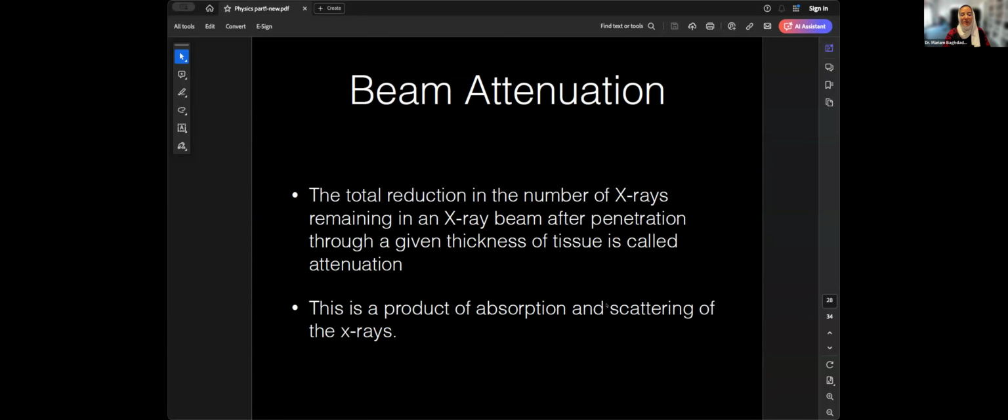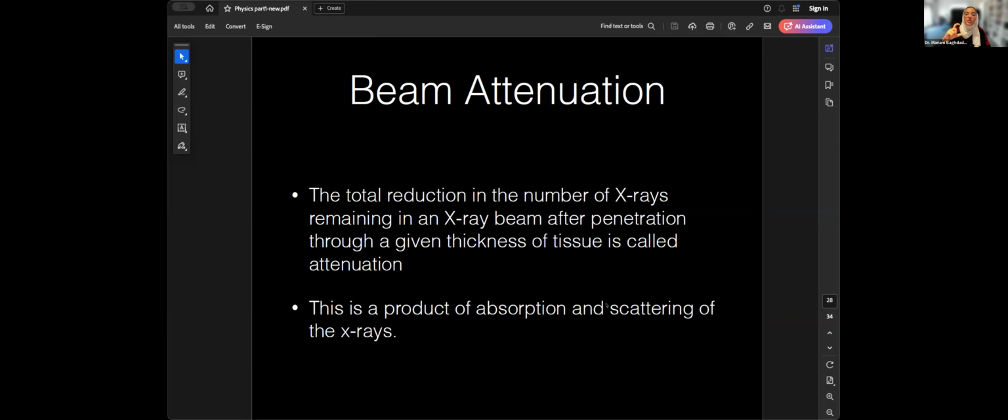So, what does beam attenuation mean? The total reduction in the number of X-rays remaining in an X-ray beam after penetration through a given thickness of tissue is called attenuation. Now, I come with a strong beam. It's going to hit the body, and of course it's going to interact with the body. So the number of X-rays will decrease, and their energy too, after they were all together. Now the energies will differ on the other side. These energy differences are then going to be captured onto a film, and that's what's going to produce your film.